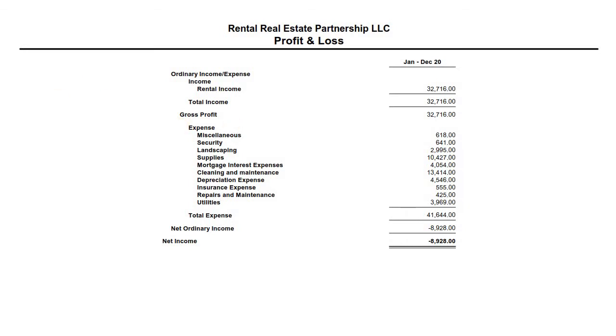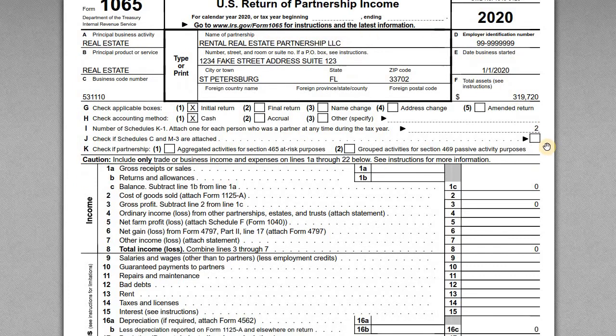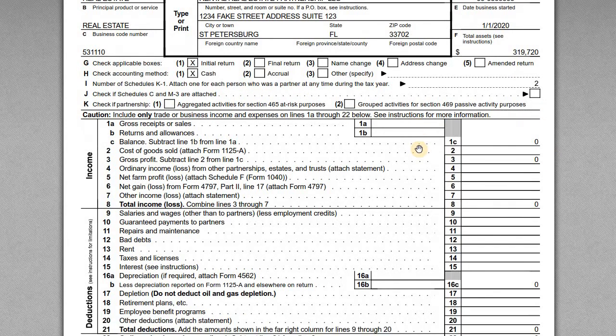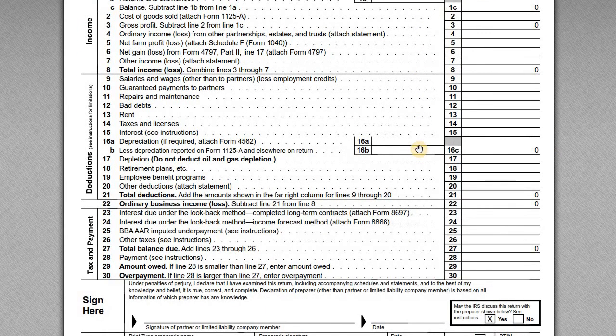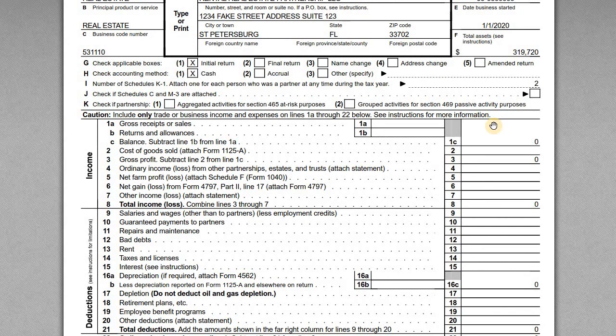Okay, so now that we have the financial statements prepared, let's jump back to the 1065. So this is a standard 1065 partnership return, right? The Rental Real Estate Partnership LLC name, tax ID number, address. It's an initial return because this is our first year. Now you note that page 1 is blank, right? This is normal. So page 1 of a Form 1065, this is where you would report only trade or business income and expense, right? So rental property income is not an ordinary trade or business, right? It's technically a per se passive activity, so it gets reported separately, right? That's why we have the 8825.